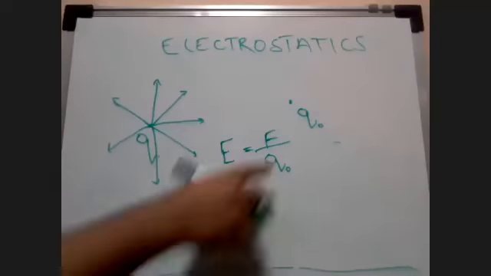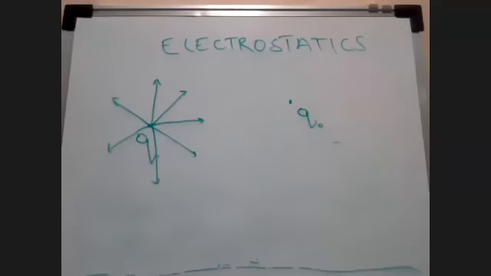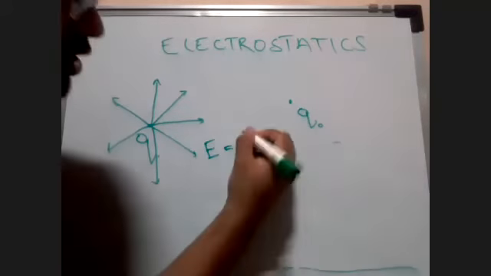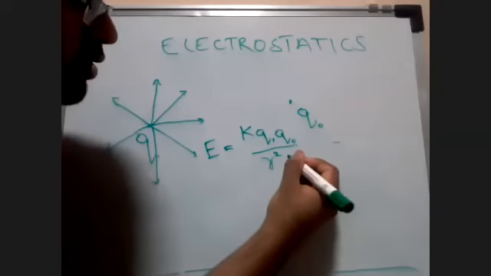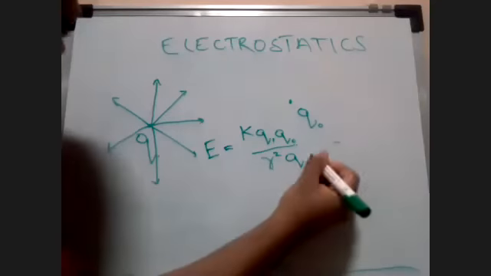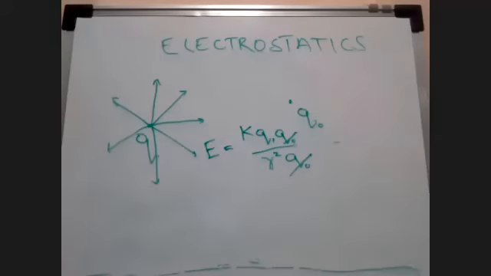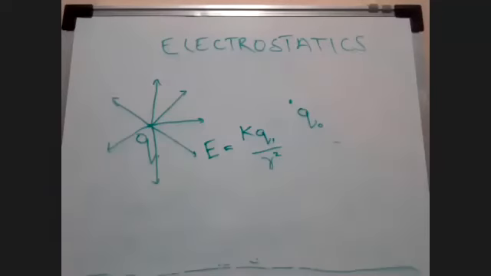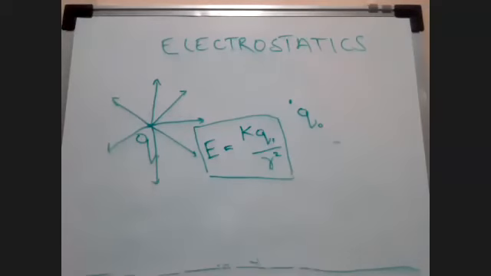So if we know what F is, E is equal to F upon Q naught, and F was what? K Q1 Q naught by R square, upon Q naught. So this Q naught gets cancelled. So your electric field intensity is basically KQ by R square. I hope you have understood this small fact. Those who know, very good. Those who have moved ahead, it's very nice. I'm just explaining it so that everyone understands.